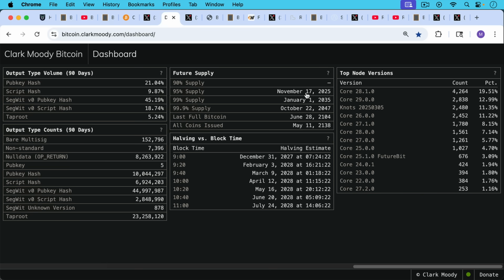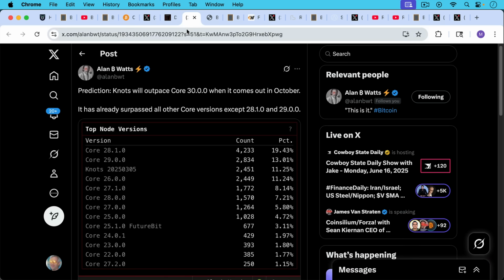If we take a look at Clark Moody's Bitcoin dashboard, we can see the different versions of software that node runners are running. And now Bitcoin Knots is number 3, just under Bitcoin Core version 29 and Bitcoin Core version 28.1. And I believe that Knots is actually a fork of Core 28.1 with Luke's added filters. So this says that there are 2,480 Bitcoin Knots nodes. That's 11.35% of the network. And again, I believe Clark Moody is only referring to listening nodes. We're going to talk about that in a moment.